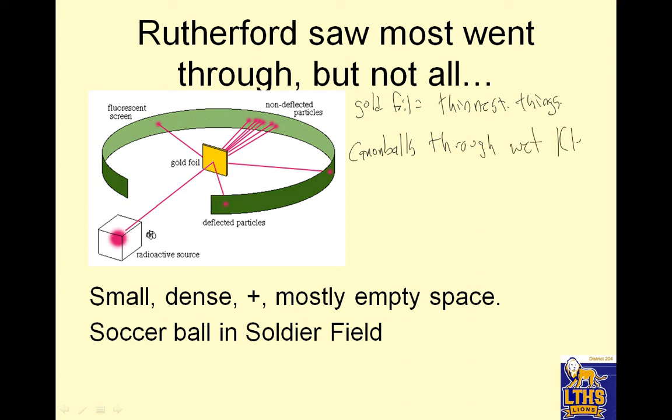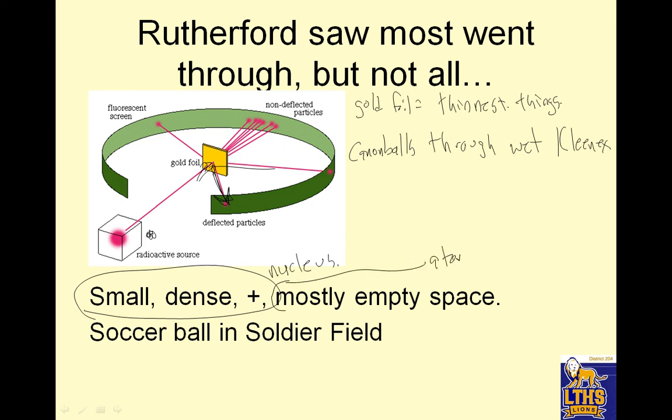And normally, if you do something 99 times and one time it doesn't work, you go, eh, that's all right. But imagine if you're shooting cannonballs at wet tissue paper and one time it bounces off. You go, whoa, I need to explain that. And he explained it by saying there's a small, dense, positive nucleus. And the atom is mostly empty space.